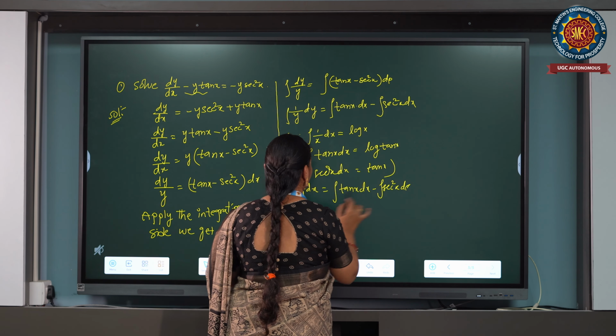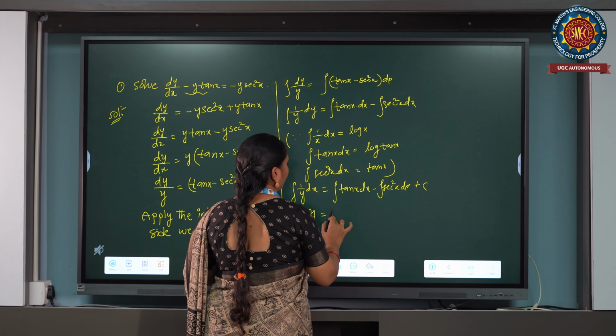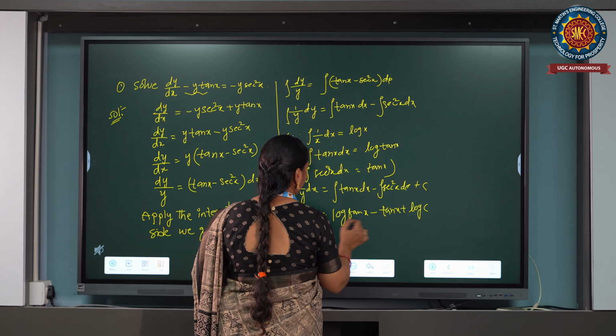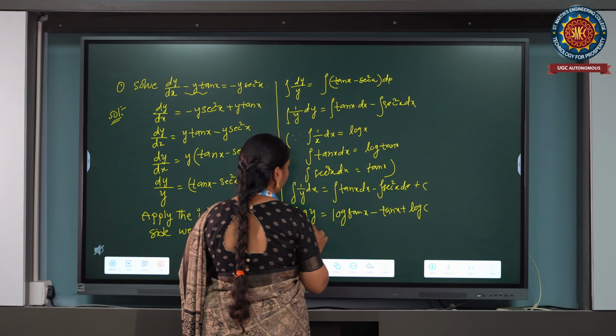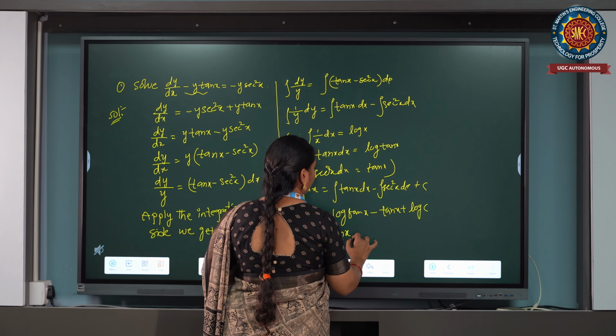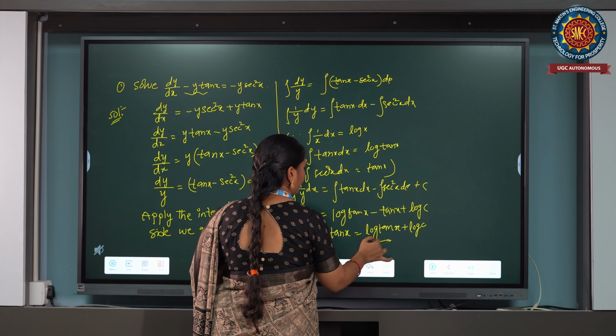Integration 1 by y dy we can write as log y. Log y is equal to log of tan x minus again tan x plus c, which can also be written as log c. This term brought to this side, then log y plus tan x is equal to log tan x plus log c. This is our required solution.